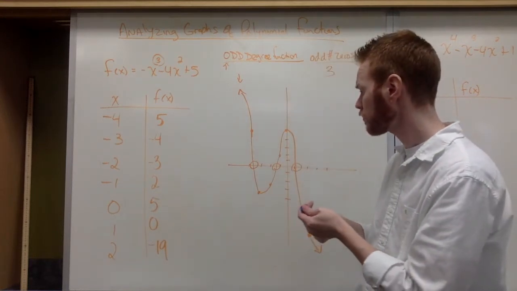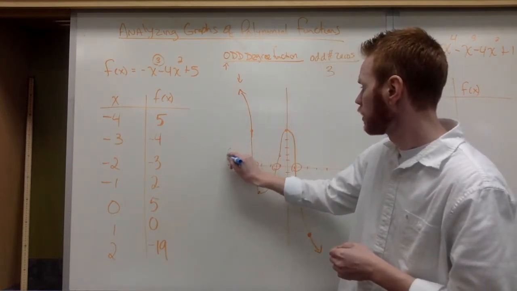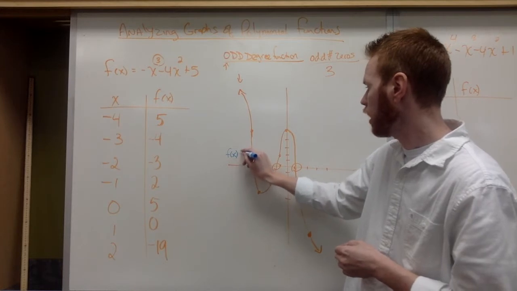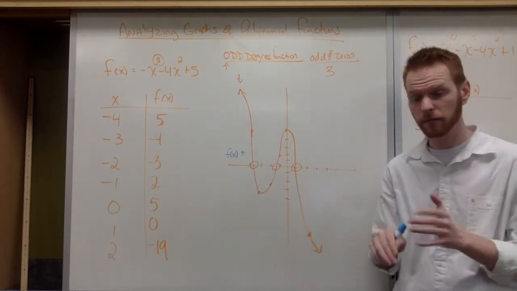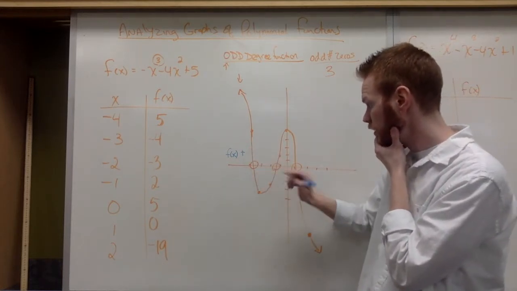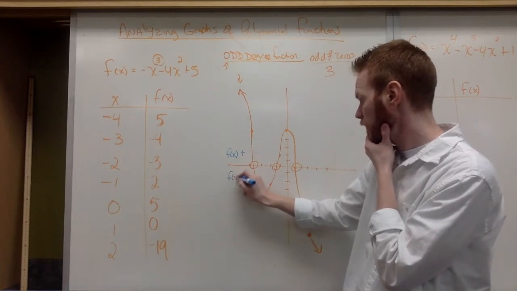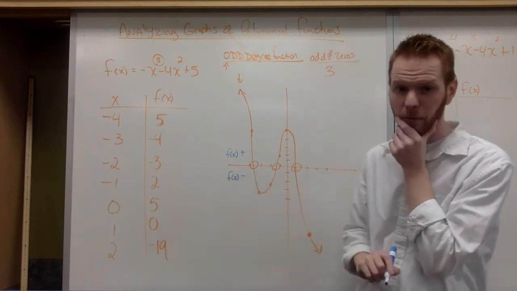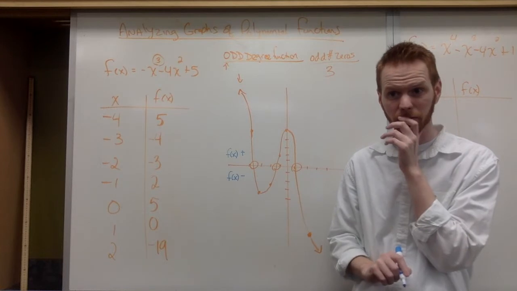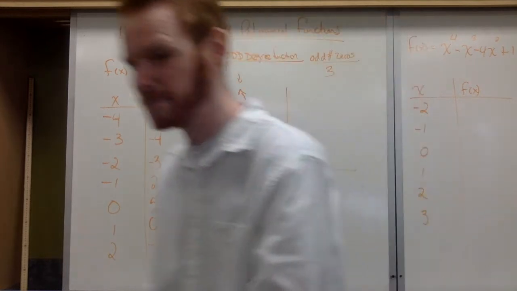Okay. Right here, f of x is positive, right? That's a positive y value. Now, when it crosses the x-axis, the f(x) value, or my y value, becomes negative. Okay?